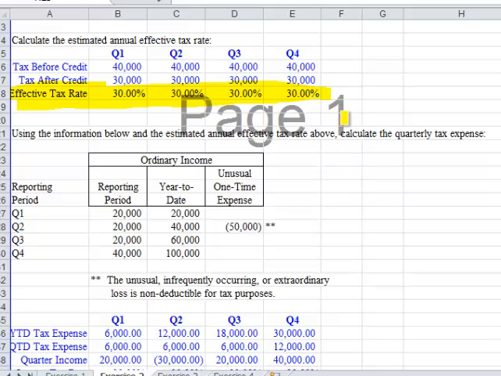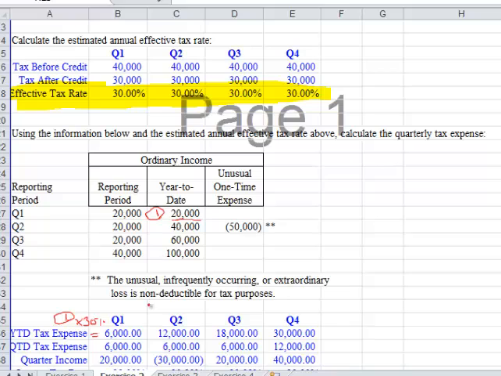So now, when we get to Q1, we're going to take 30%. We're going to take our year-to-date income of 20 times 30%, and that will equal $6,000. And when the CFO sees the 10Q for Q1, he or she will see the $6,000 of P&L provision divided by the income for that period, and the effective rate that the CFO will see will be 30%, right?